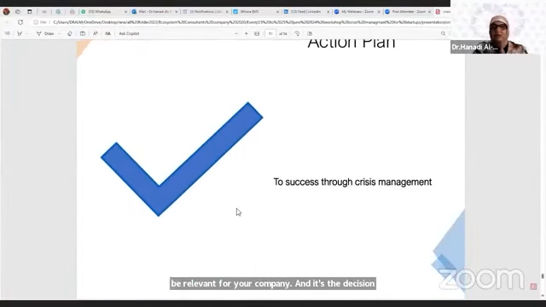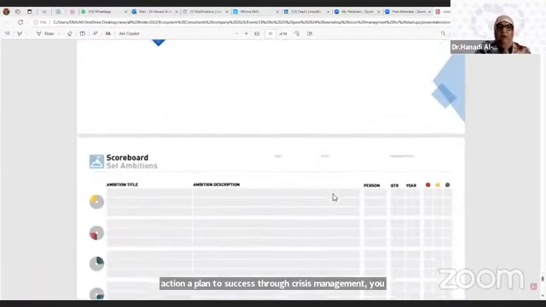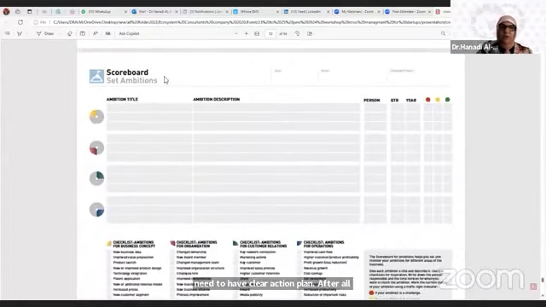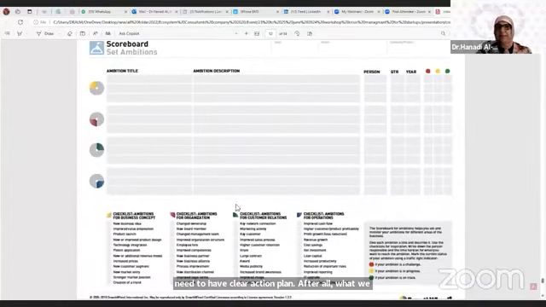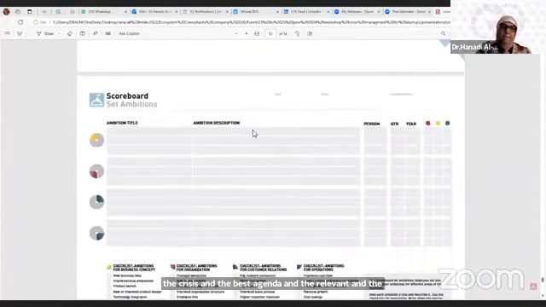Action plan. To succeed through crisis management, you need to have a clear action plan. After all what we discussed, this is the scoreboard, or set your ambitions based on your crisis and the solutions of the crisis. After the journey that I took you through before, to define the crisis and the best agenda and the relevant root of the crisis till you reach your action plan.